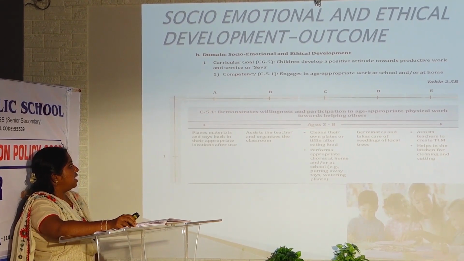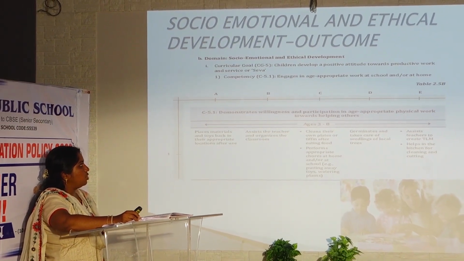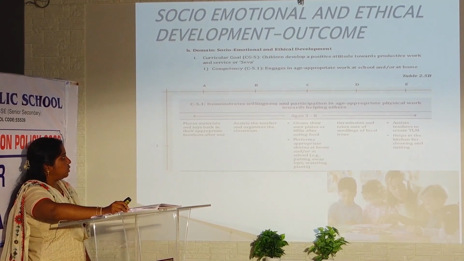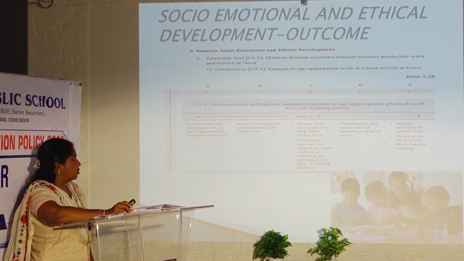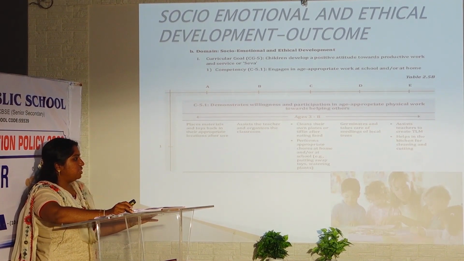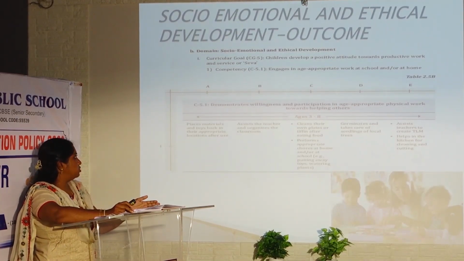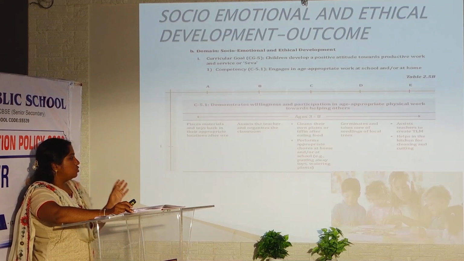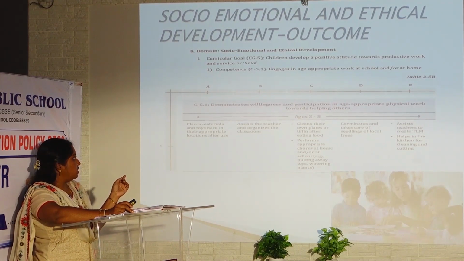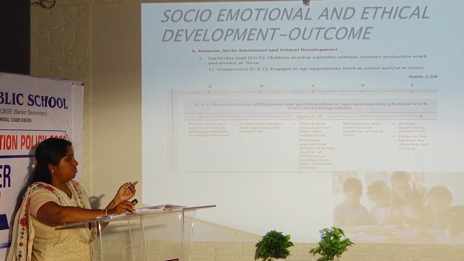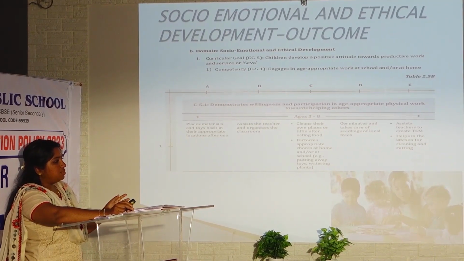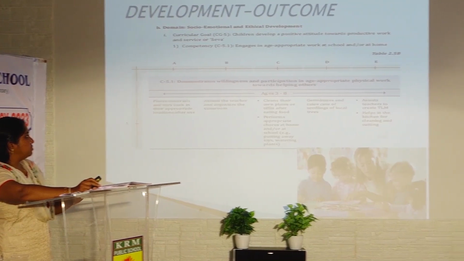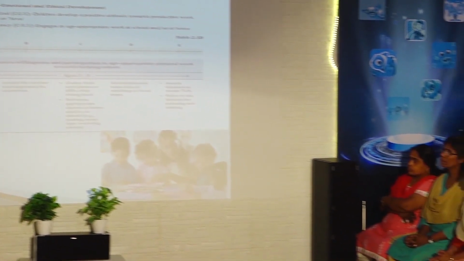The goal is that children have to develop a positive attitude towards productive work. The competency is to engage in age-appropriate work at school as well as at home. These are the basic things children will do in our homes also. That is to keep things in the right place. So keeping their toys, arranging their toys, then organizing the classroom, where they have to keep their lunch bags, where they have to keep their bags, where they have to sit. They have to arrange themselves, clean their own plates at home.